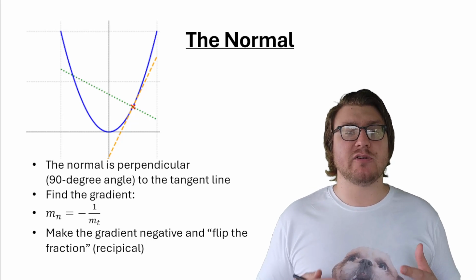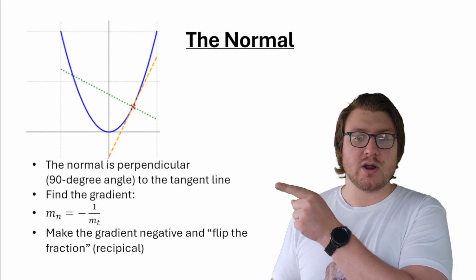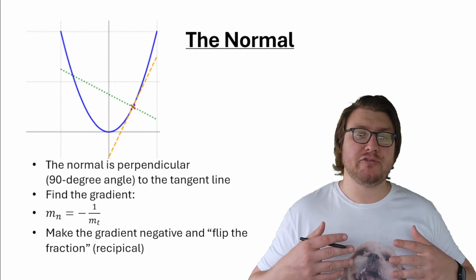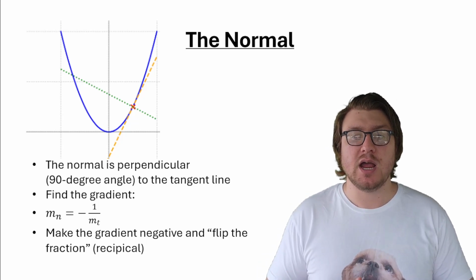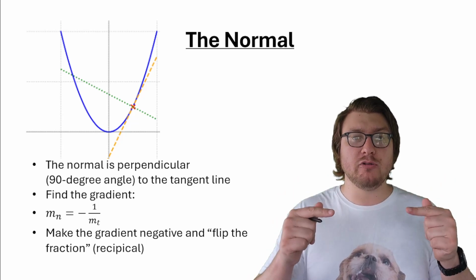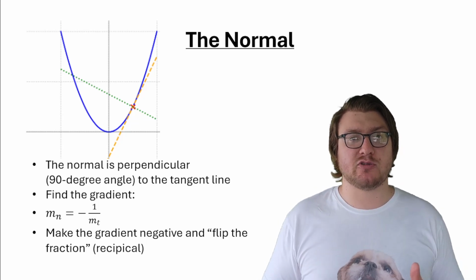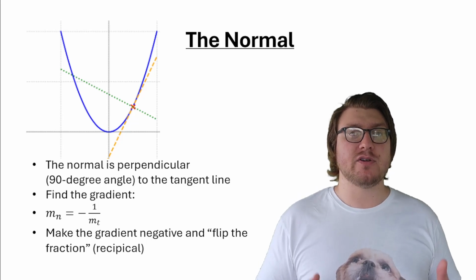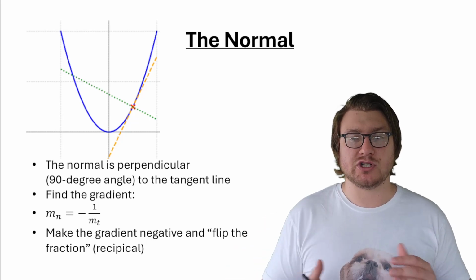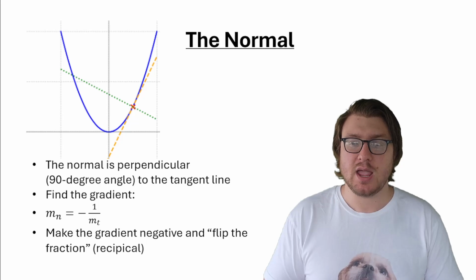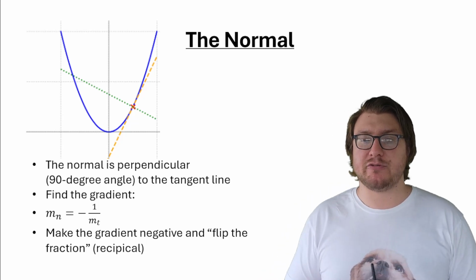So, if your gradient of the tangent is 2, then the gradient for the normal is negative 1 over 2. But if your gradient for the tangent is a fraction, let's say 1 over 3, then the 1 over part flips the fraction around. So if your tangent line has gradient 1 over 3, then the normal has gradient negative 3 over 1, which is negative 3. So we just want to make the gradient negative and flip the fraction around.